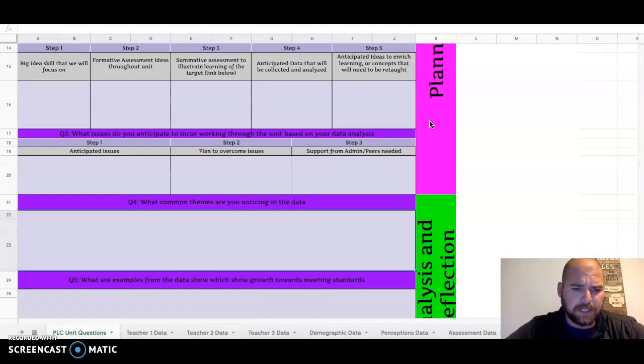Then in the reflection and analysis, what common themes are we noticing in the data? That's going to be twofold. It's the assessment data and the demographic data, as well as how that data applies to our class, and what our classroom data and classroom documents look like. And then our last question, what are examples from the data that show growth towards meeting the standards? That's our ultimate goal. We want to base our data analysis and our instruction on meeting those standards and providing growth for our students.